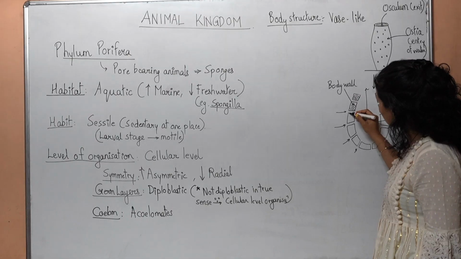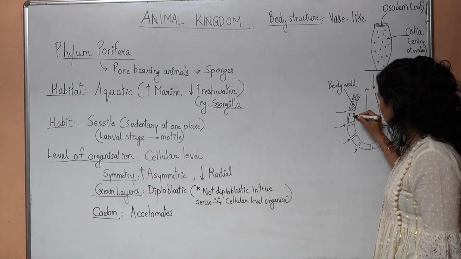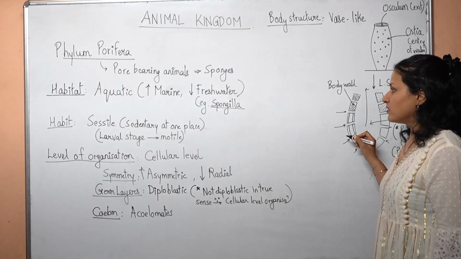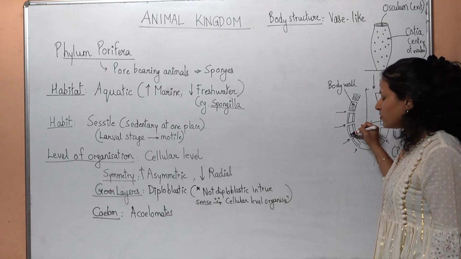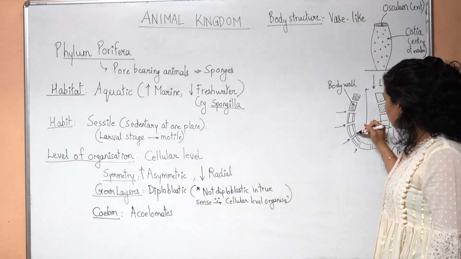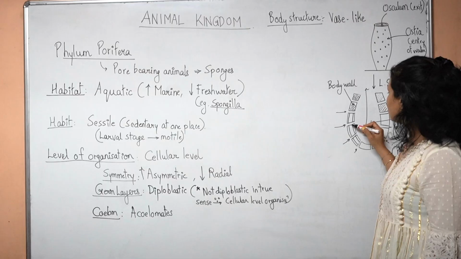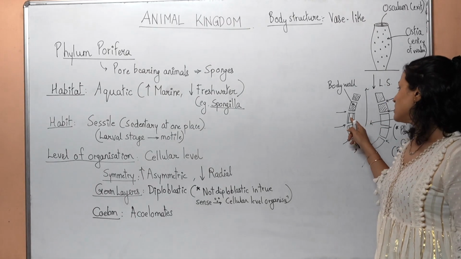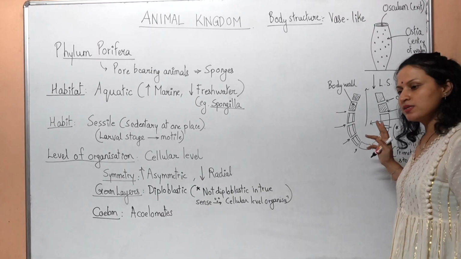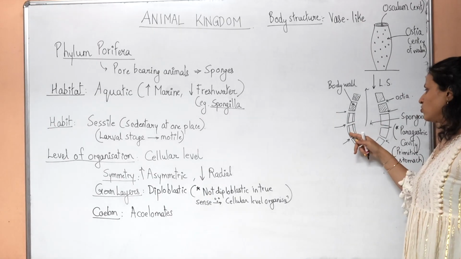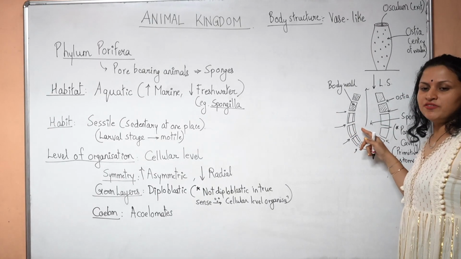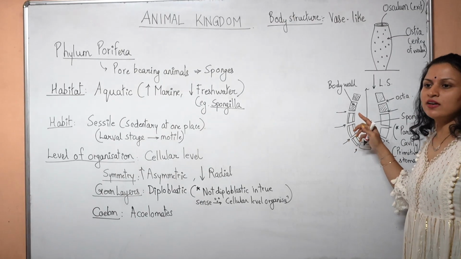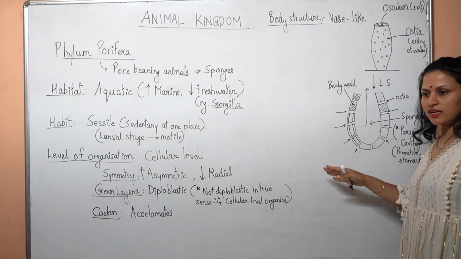This body wall will be made up of 3 layers. This outer layer will be formed by the ectoderm. The inner layer will be formed by the endoderm, and the middle layer, if you remember, the mesohyl layer, will be present in between these 2 layers. Since it is diploblastic, only 2 layers will be properly differentiated. The middle layer will not be differentiated. We'll be studying that in more detail.